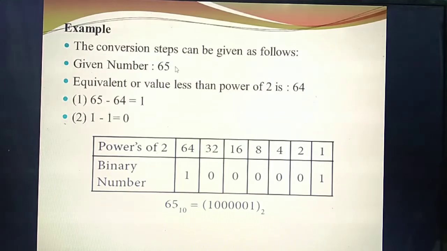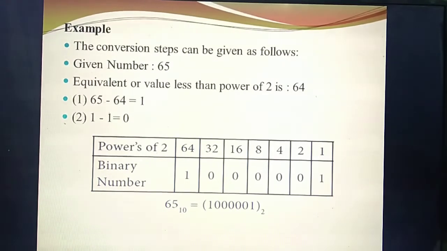So the value will be greater than 65. Likewise, 64 plus 1. So 64 plus 1 means what answer you will get? 65, the given value you are getting. So what are the places you need to put 1? Which places should give the exact answer? Those places you should put 1.